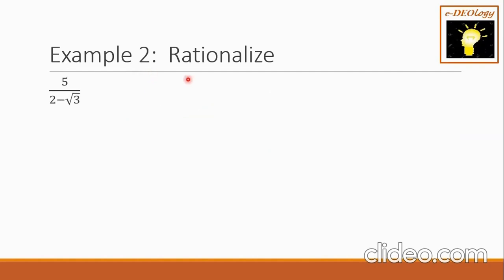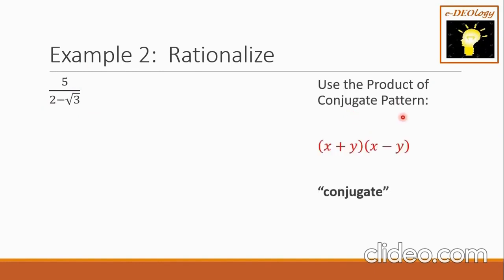Let's have example 2. Rationalize the fraction 5 over the binomial 2 minus the square root of 3. So for this binomial, our aim is to remove the radical in the denominator. We're going to use the product of conjugate pattern. What does it mean? When we have the x plus y multiplied by the x minus y, these two binomials here are conjugate of one another.